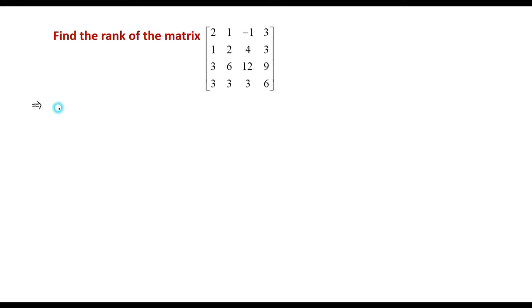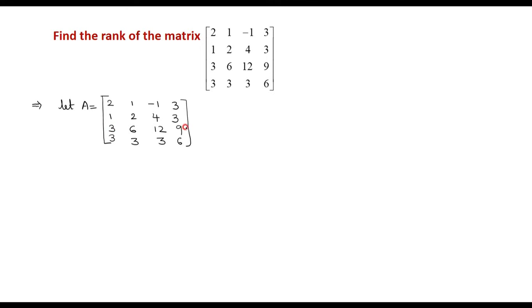When the matrix is given, take it as matrix A or by some other letter. So it is 2, 1, -1, 3; 1, 2, 4, 3; 3, 6, 12, 9; 3, 3, 3, 6. Now the rank of the matrix with elementary row operations is equal to the number of non-zero rows in the matrix after reducing it to echelon form. Echelon form means reducing the matrix to an upper triangular matrix. So here we'll try to reduce this matrix to the upper triangular matrix by elementary row transformations.